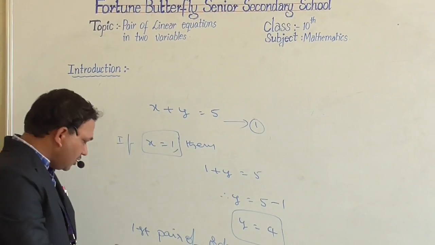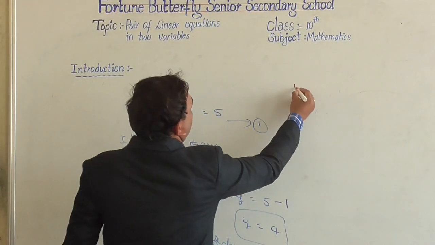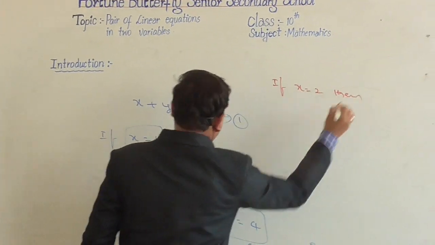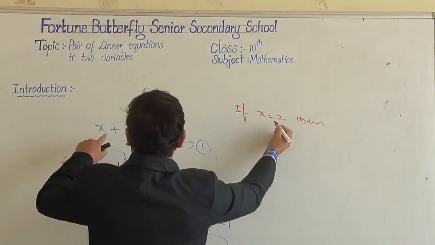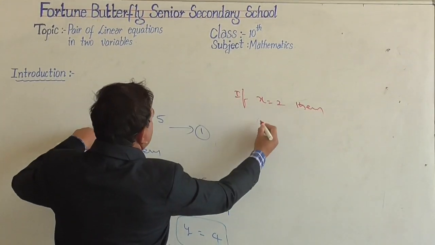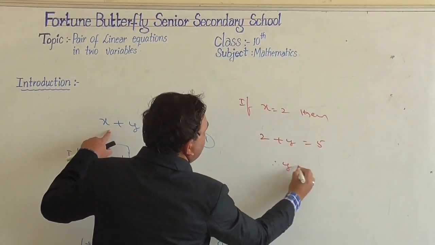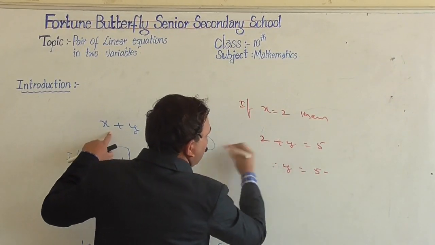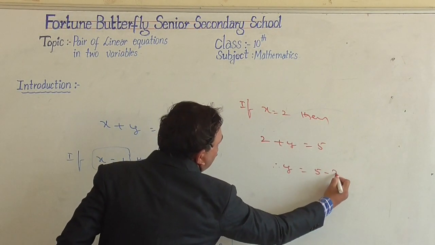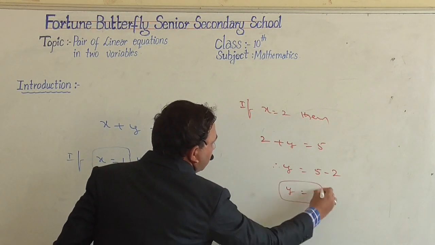Next, if you take another value and substitute it, if x is equal to 2, then substitute x is equal to 2 in the above equation. 2 plus y is equal to 5. Therefore y is equal to 5. When the left side has the positive symbol, the right side has the negative symbol. So minus 2. So y is equal to 5 minus 2, which is equal to 3.